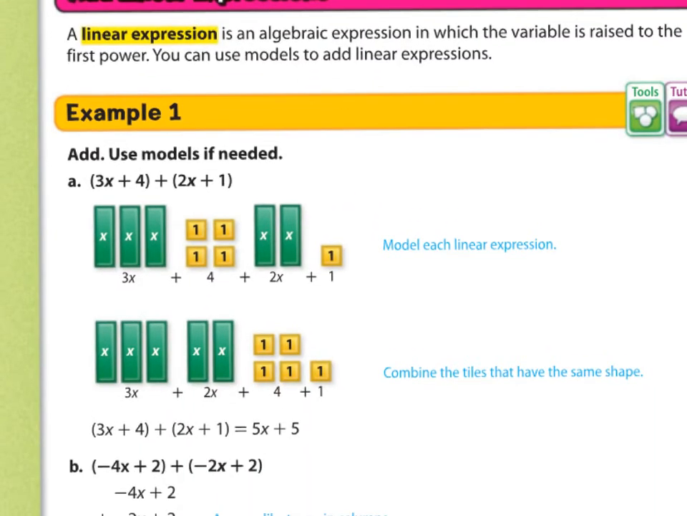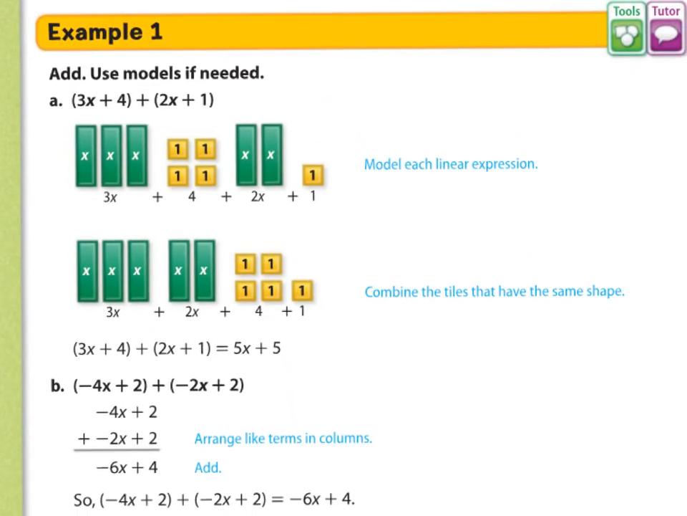Here's a model using algebraic blocks, where we have, for example, add, use models if needed, right? Here, these are the models. So we have 3x plus 4 plus 2x plus 1. Again, you know only like terms can be added or subtracted together, where we have 3x and 2x, they're both to the power of 1. So they are like terms. And then we have a constant, which is 4, and a constant, which is 1. And those two will be added together.